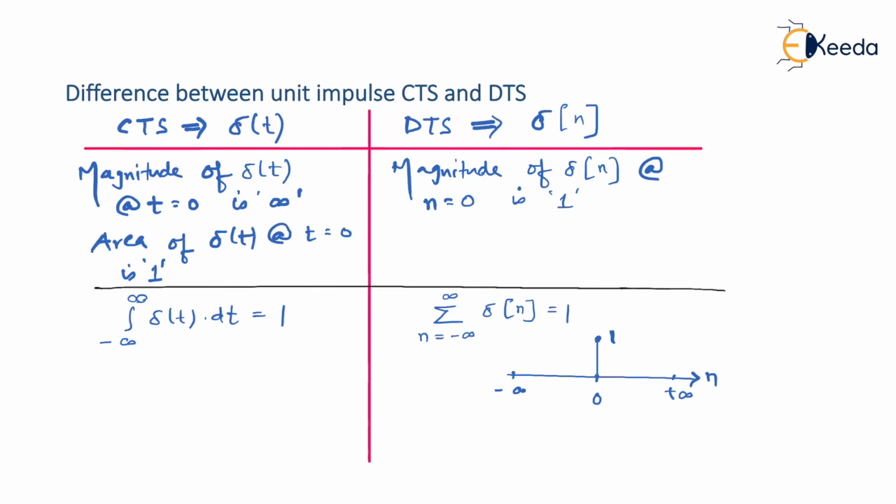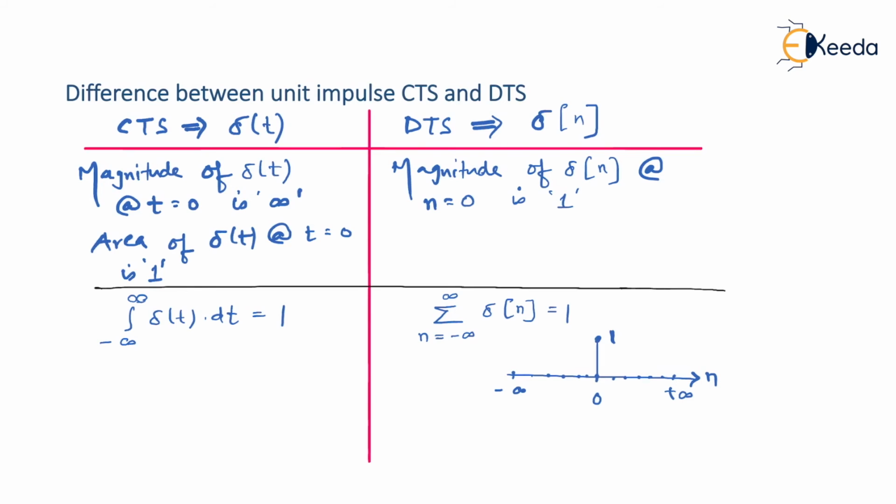We know that there are absolutely no samples present over here, even over here. A sample is present only at n equal to 0, and that is only 1. Therefore, the summation of del of n from n equal to minus infinity to plus infinity is always unity, whereas in the case of continuous time signal, we take the integration of del of t from minus infinity to infinity dt, which is always equal to 1.